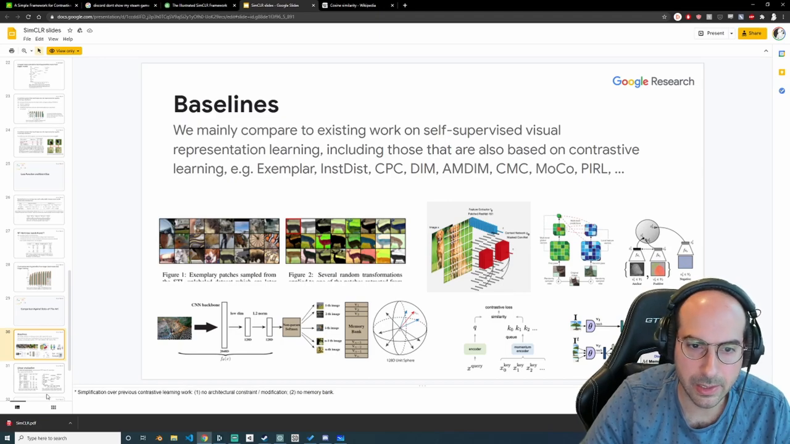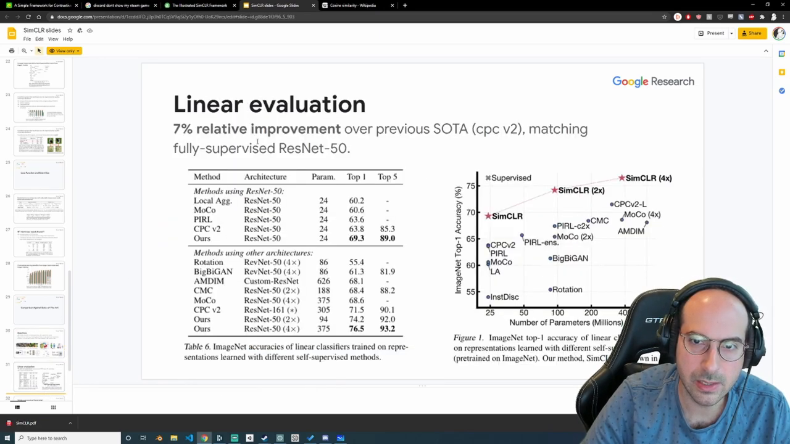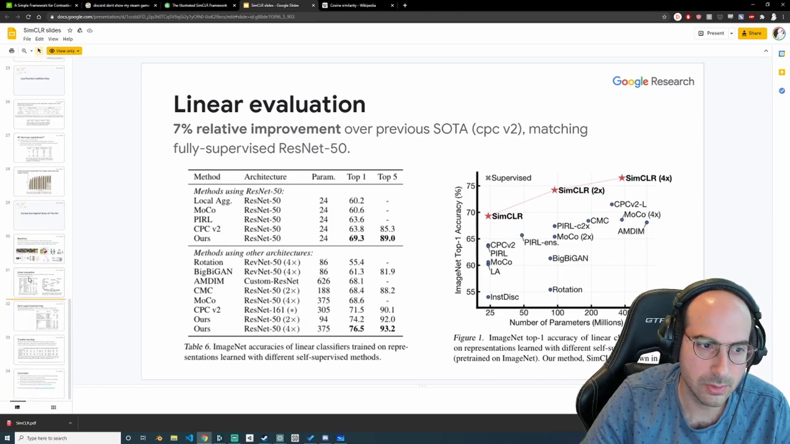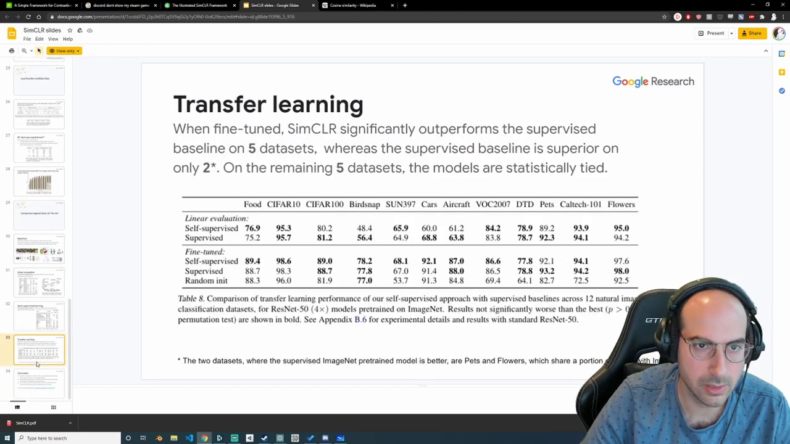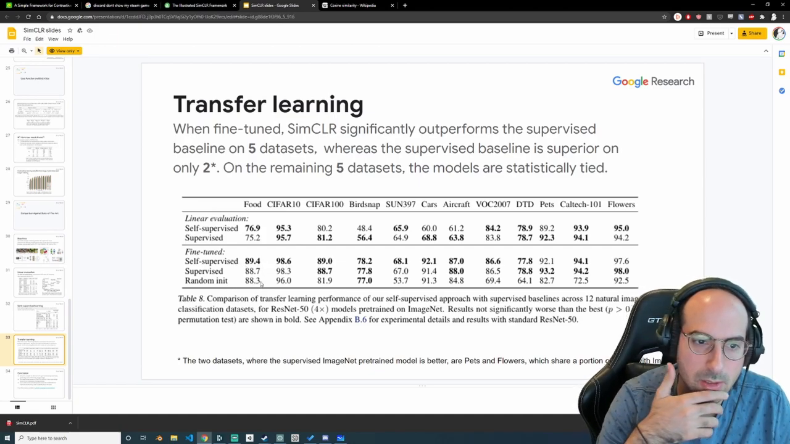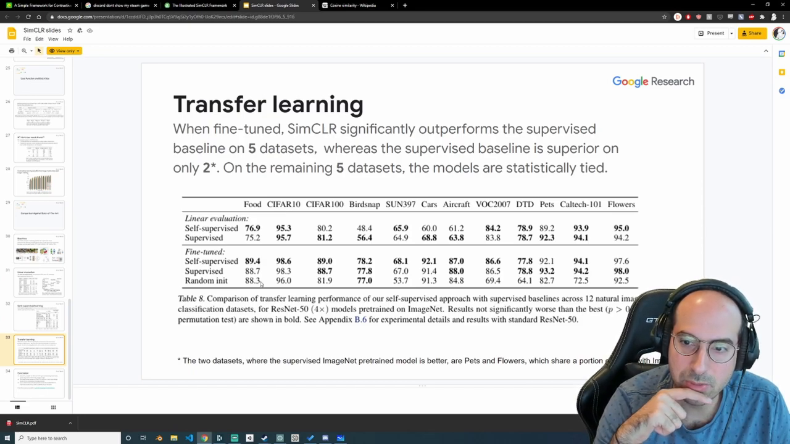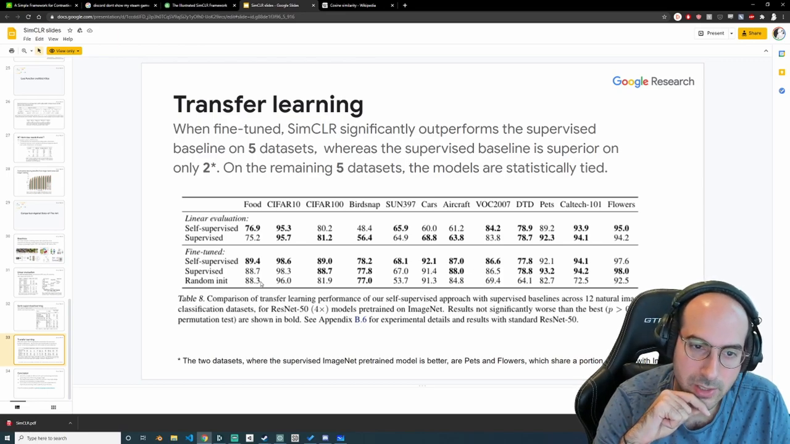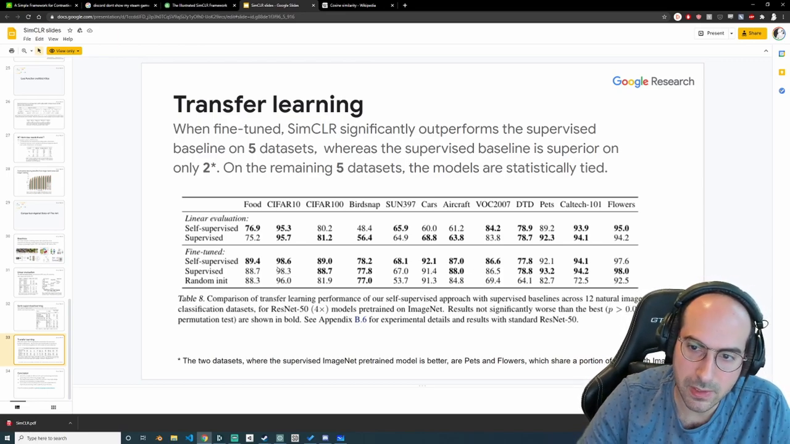Right, so they compare this against a bunch of other baselines: previous SOTA, fully supervised ResNet, self-supervised learning, okay. They also fine-tune it on a couple of data sets and see what happens. Fine-tuned. So this is their technique, self-supervised. Oh, interesting. I'm just shocked though, that random initialization does a pretty good job for these image data sets, like random initialization for CIFAR-10. Some of these are particularly meaningful.